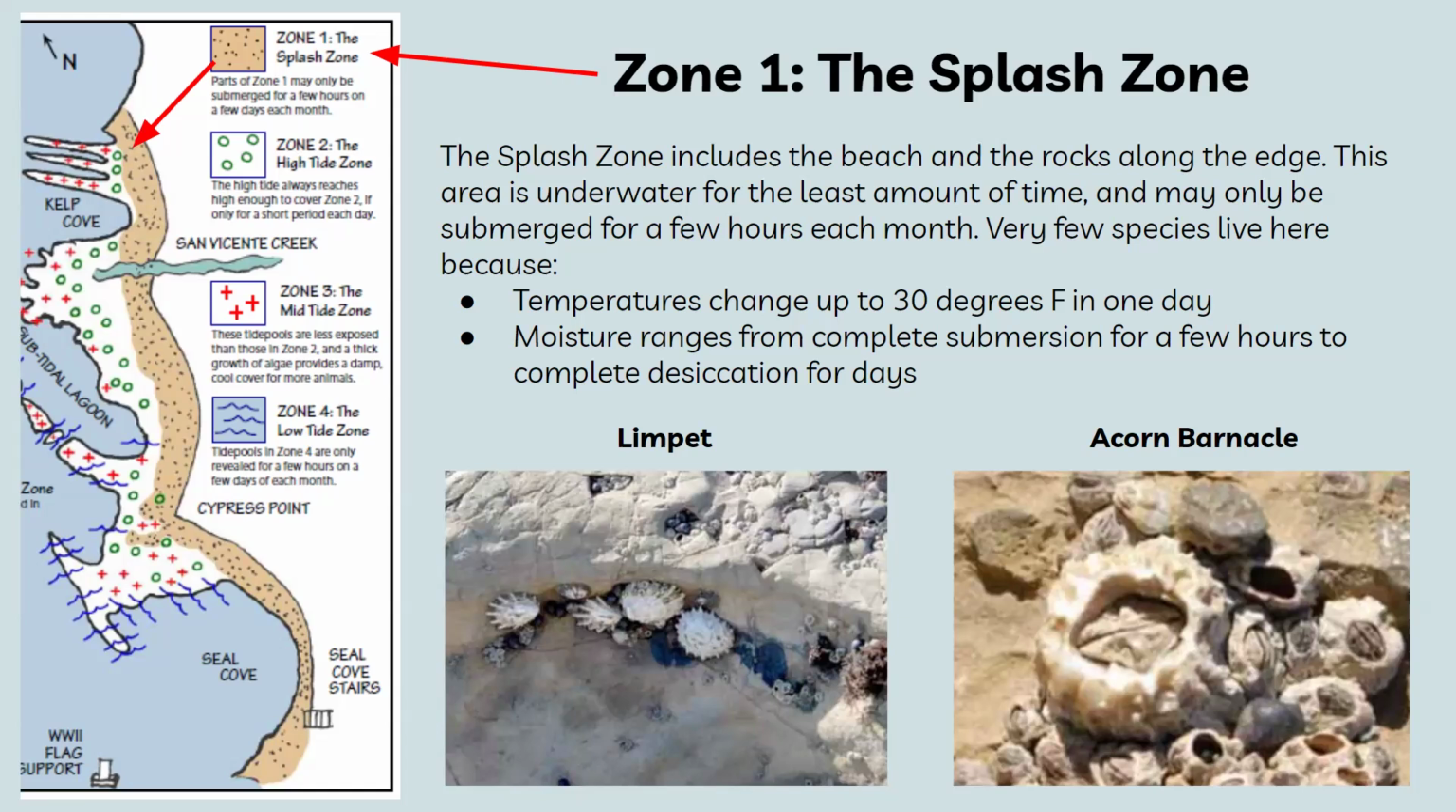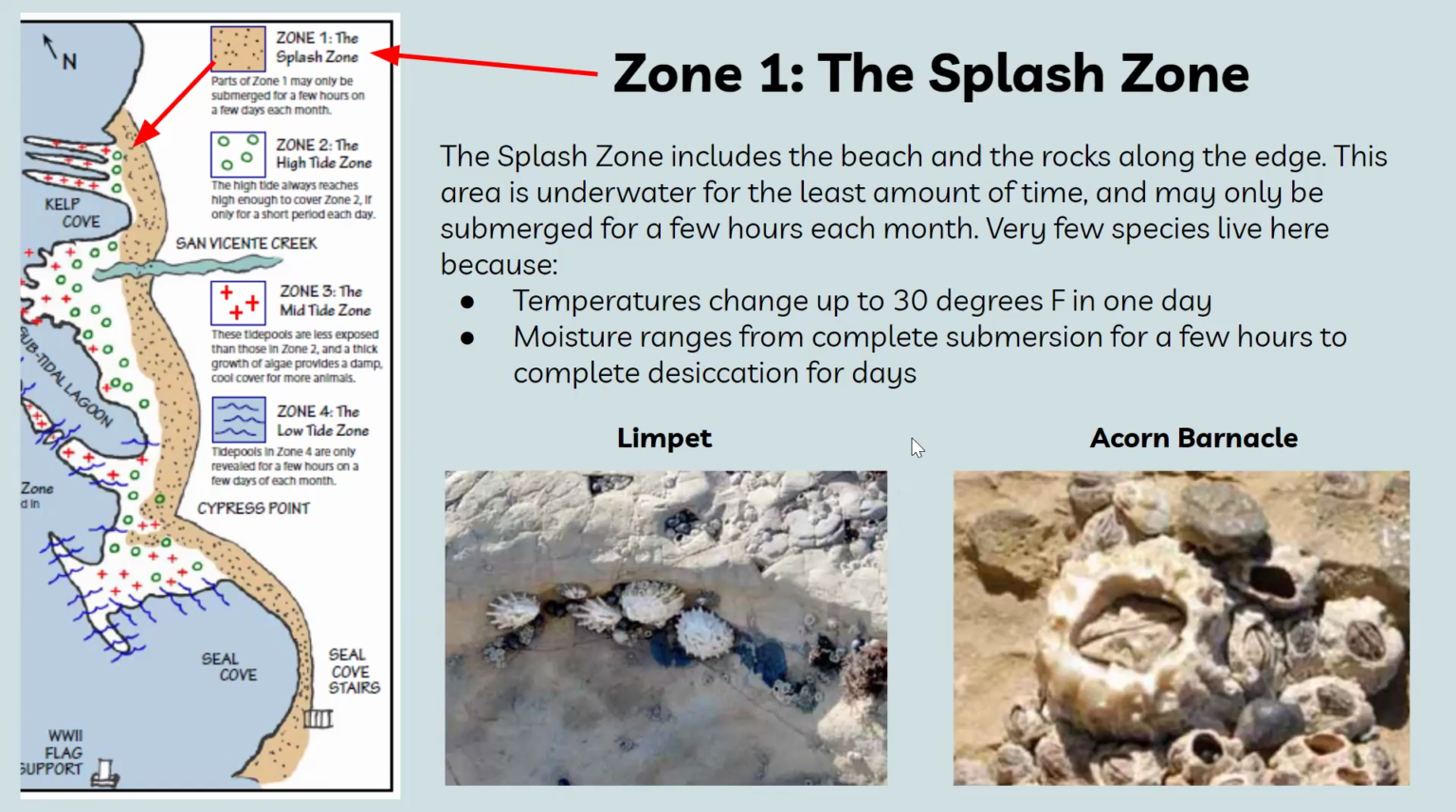They can vary 30 degrees in one day, depending on when there are waves coming up onto the beach and when they're just completely and totally exposed during the day. Moisture can range. You might be in complete desiccation for days, or you might be submerged for a few hours. So the animals that live in this zone have to be very hardy. They really have to adapt to very variable conditions. The 2 species that we find most frequently in the splash zone are limpets and acorn barnacles.